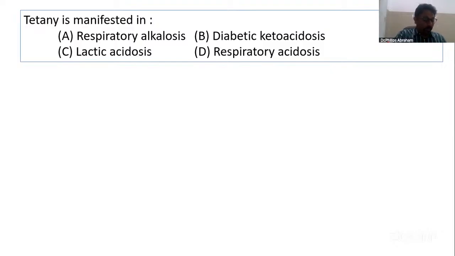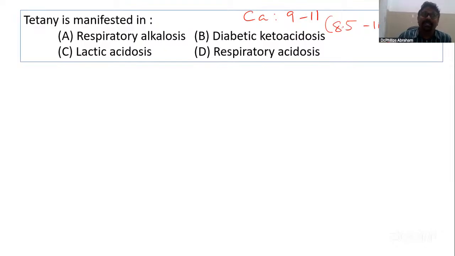Okay. Now we go to the next topic: minerals. Straight away, one question, a little bit of a twisting question. You know that the normal calcium level is 9 to 11. Nowadays, new books give 8.5 to 10.5 milligram per deciliter as the normal calcium level.